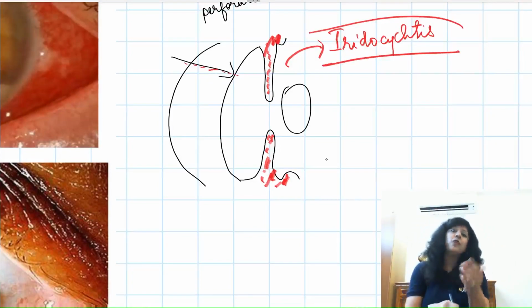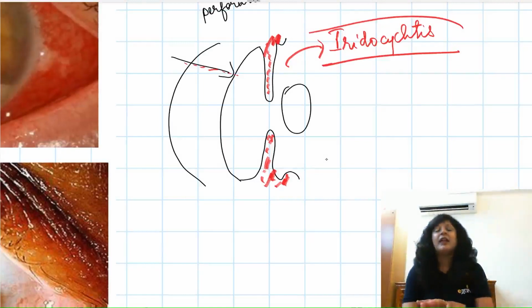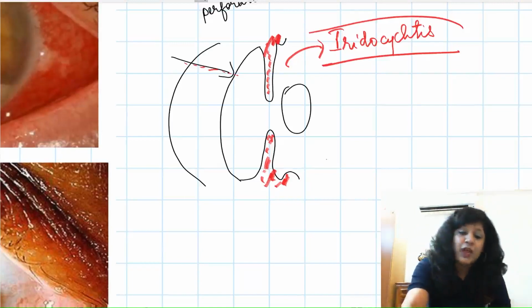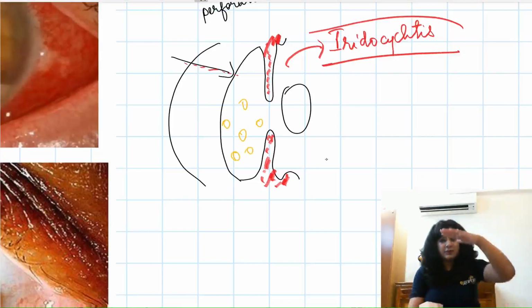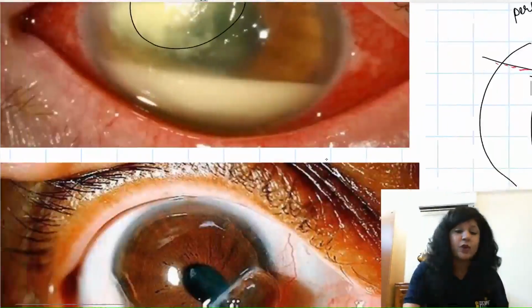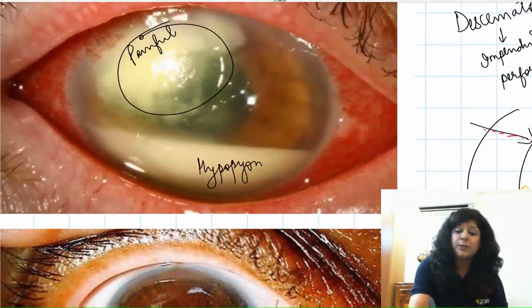So we can have all the features, signs and symptoms of anterior uveitis in this patient who is having the bacterial ulcer, and that is why we also have the exudates here. Due to these exudates, they will be settling at the bottom. We have what is called the hypopion. So that is why we also have this hypopion.